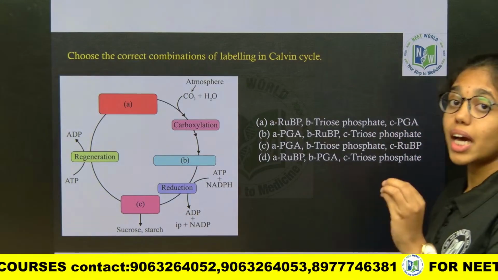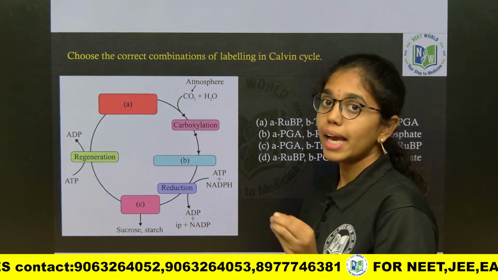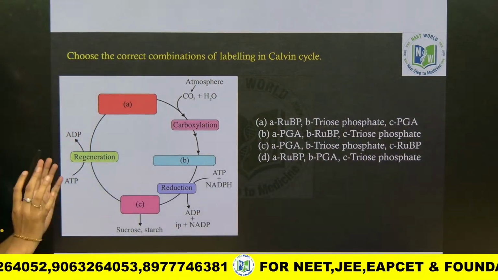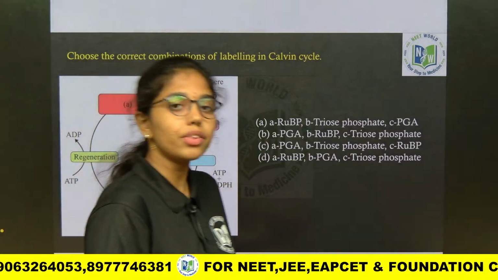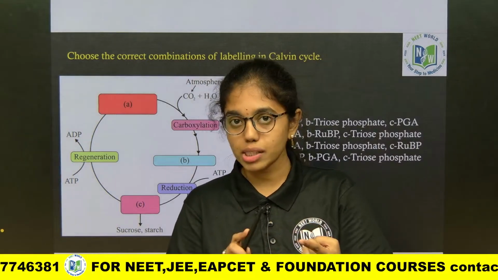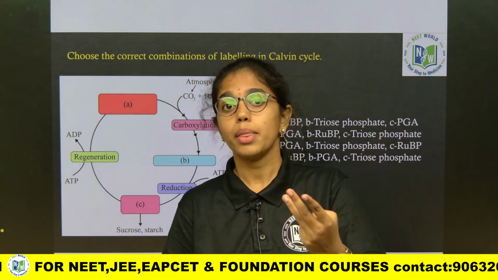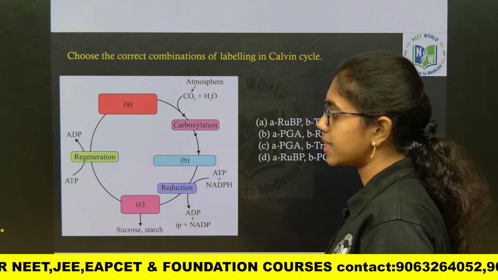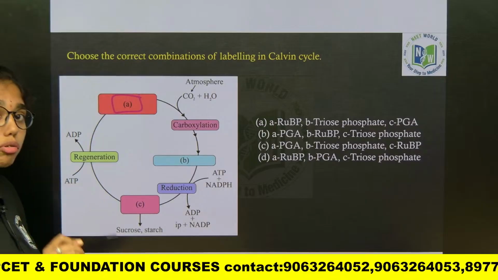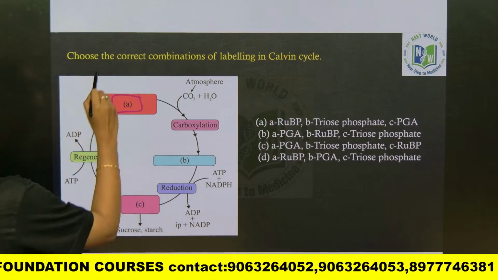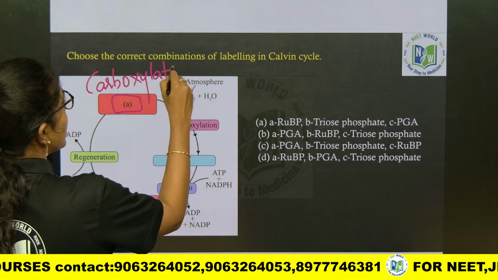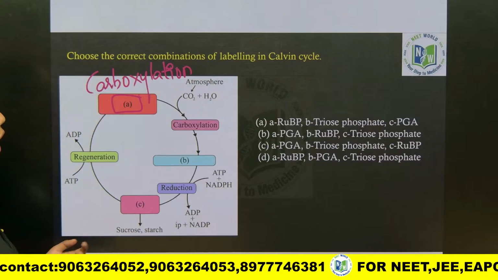This you look into, ma. Choose the correct combination of labeling in the Calvin cycle. In the Calvin cycle, we have to look into the proper labelings. We all know the Calvin cycle or C3 cycle operates in 3 steps. First is carboxylation, second is reduction, third is regeneration. The most crucial step of the Calvin cycle is carboxylation.